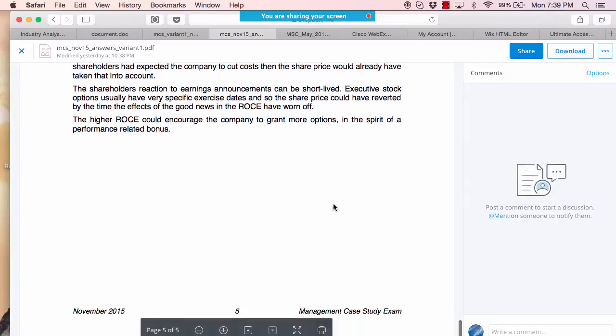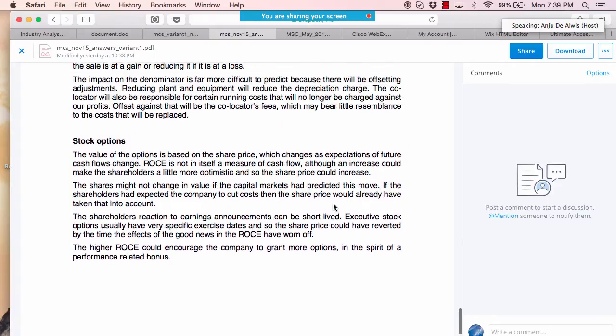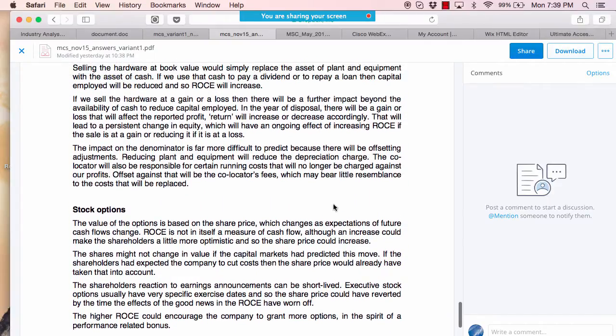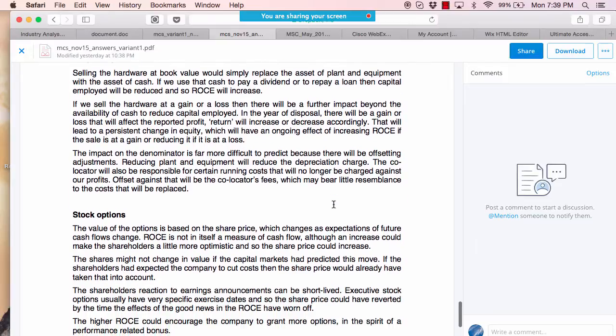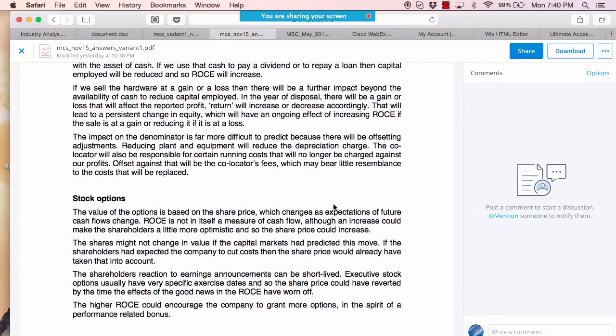This is a very interesting question because it can go into ethics as well. You know, the ROCE as well as the stock options. How they will look into this.